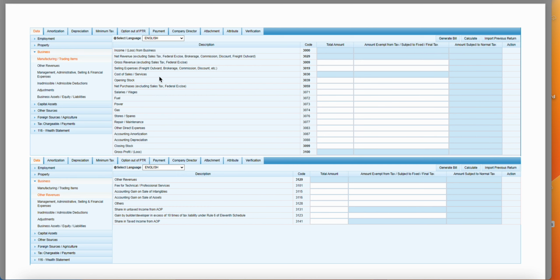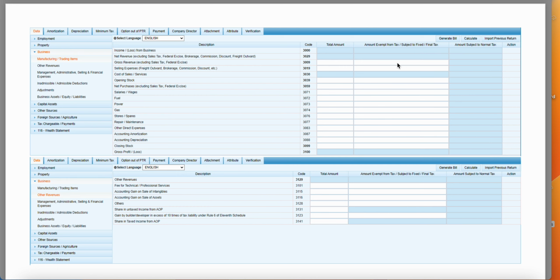So here you can see that you have to separate your sales tax and federal excise, even if it's a third schedule item or a normal selling price. If, for example, you are exempted from income tax, this amount will then come here. We will see some examples in the coming part.